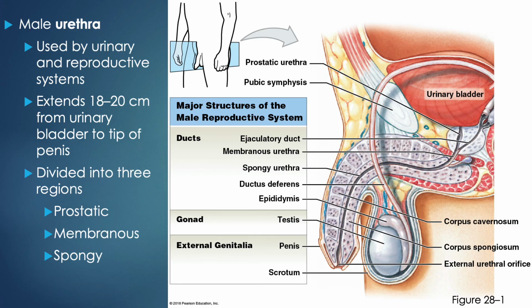The male urethra is used by both the urinary and reproductive systems, although in the female reproductive system, the urinary bladder and the urethra are not a part of it. The male urethra extends 18 to 20 centimeters from the urinary bladder to the tip of the penis, and we break the urethra down into 3 regions from proximal to distal. There's the prostatic, which is inside of the prostate gland. There's the membranous, which is in between the prostate gland and the penis. And then we have the spongy urethra, which is located within the penis.